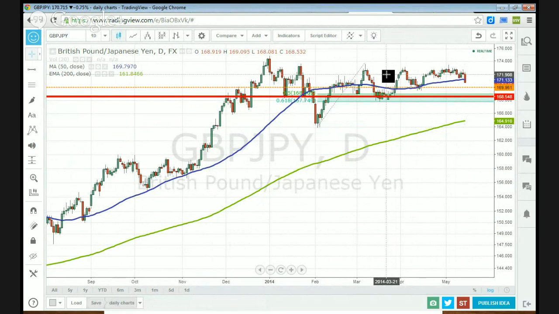Let's look at some of the other trades I have on that have been de-risked. Where's that at?